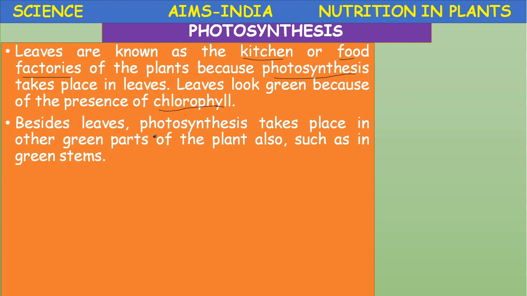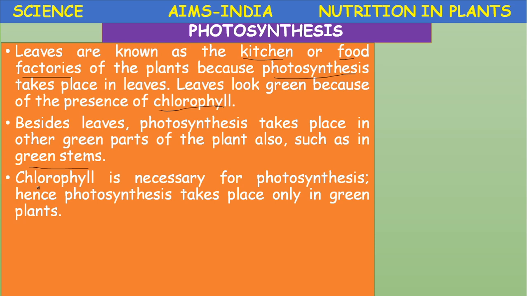Besides leaves, photosynthesis takes place in other green parts of the plant also, such as green stems or herbaceous stems. The chlorophyll is necessary for photosynthesis. Hence, photosynthesis takes place only in green plants because green plants possess chlorophyll.